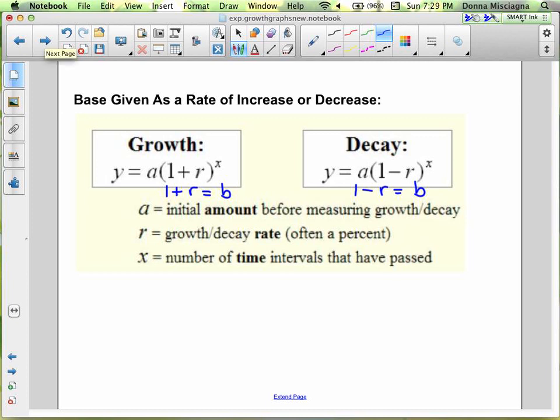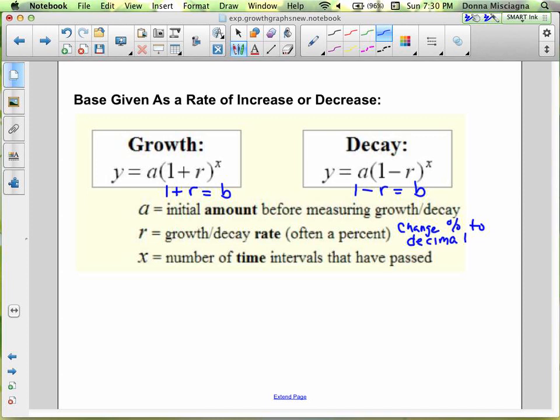A is still the initial amount, right? Before we've done anything else, that's our initial amount. R is your rate of growth or decay. It's often given as a percent, and you'll need to change to a decimal. We won't see this too much in this particular lesson, other than we're going to be just identifying rate of growth or decay. But we'll see it in the next lessons, so I thought this is a good time to go over it. And then x is the number of time intervals that have passed.